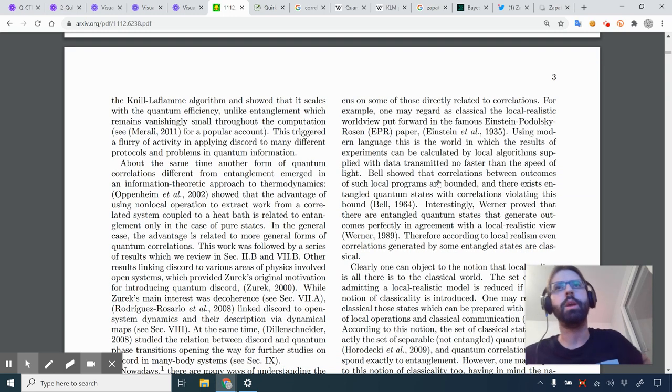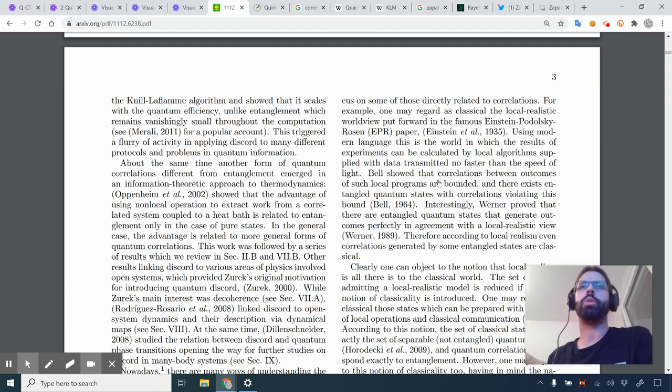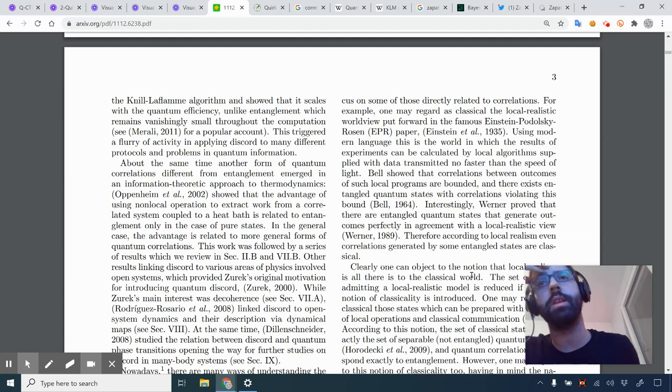For example, one may regard as classical the local realistic worldview put forward in the famous Einstein-Podolsky-Rosen paper. Using modern language, this is the world in which the results of experiments can be calculated by local algorithms supplied with data transmitted no faster than the speed of light. Bell showed that correlations between outcomes of such local programs are bounded, and there exist entangled quantum states with correlations violating this bound. Interestingly, Werner proved that there are entangled quantum states that generate outcomes perfectly in agreement with local realistic views. Therefore, according to local realism, even correlations generated by some entangled states are classical.